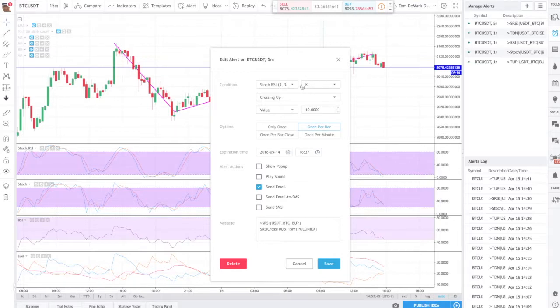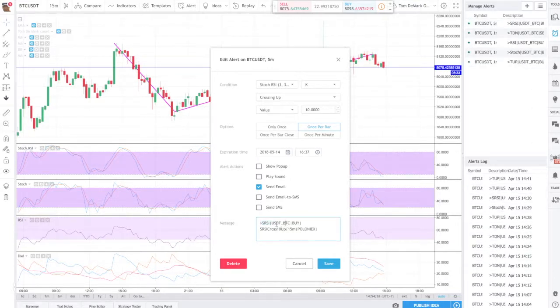So we're picking up stock RSI from here. We're looking at the K line, and as I mentioned, I like it when it's crossing up above the 10%. So I'm just saying crossing up, value 10. I want that indicator to come once per bar, and I want it to send an email. This will be the content, sorry, that I want it to send. And this is in a very particular format that the bot is going to recognize. So as you can see, we've got an inward pointing angle bracket and SRSI just to indicate which indicator it is. And that lets us see very quickly on our list of triggered indicators which one has triggered. We have the pipe symbol to separate each of these parameters. That's the little upward vertical line on your keyboard.